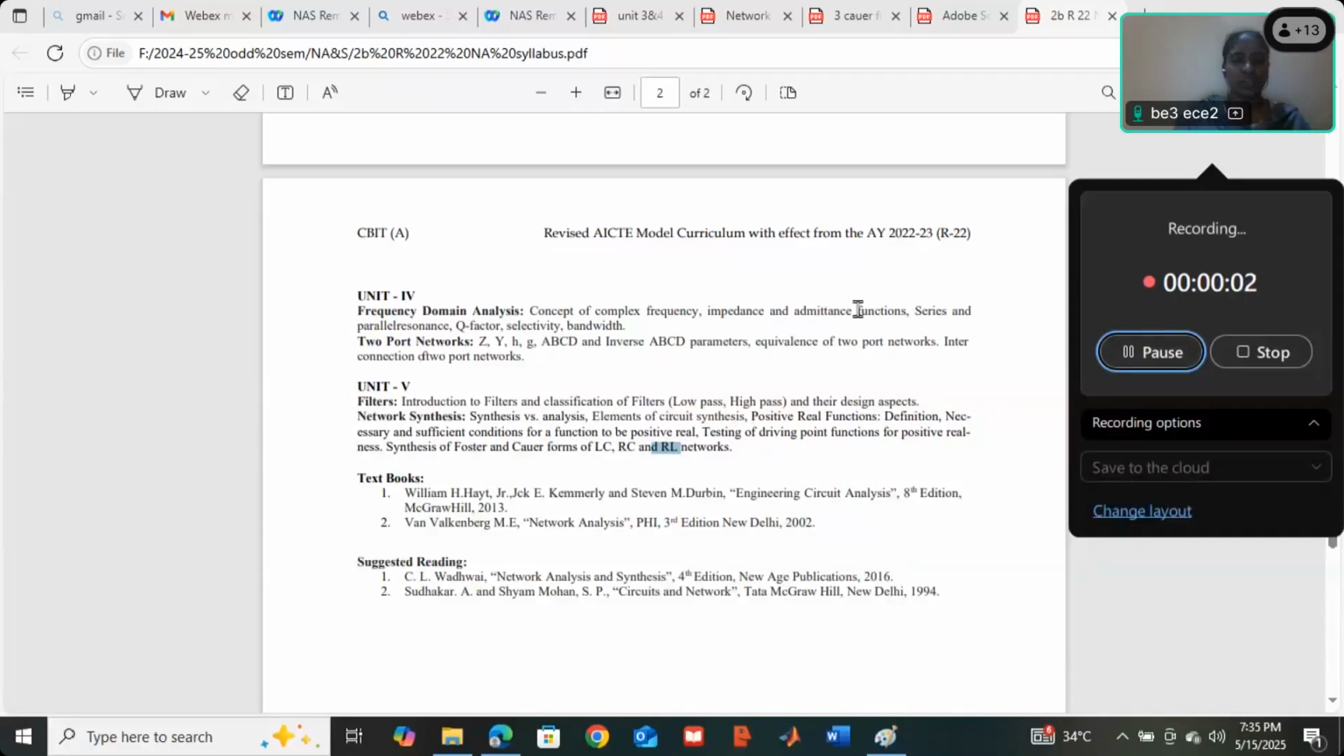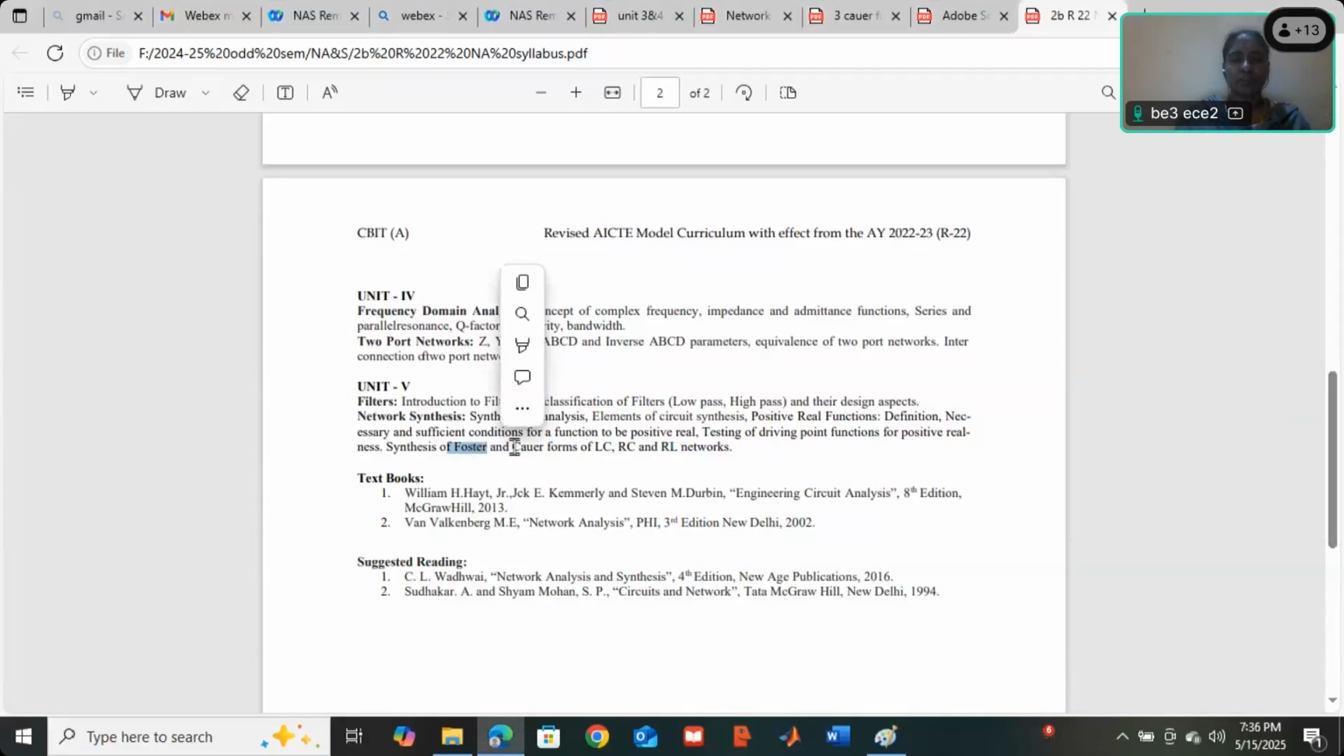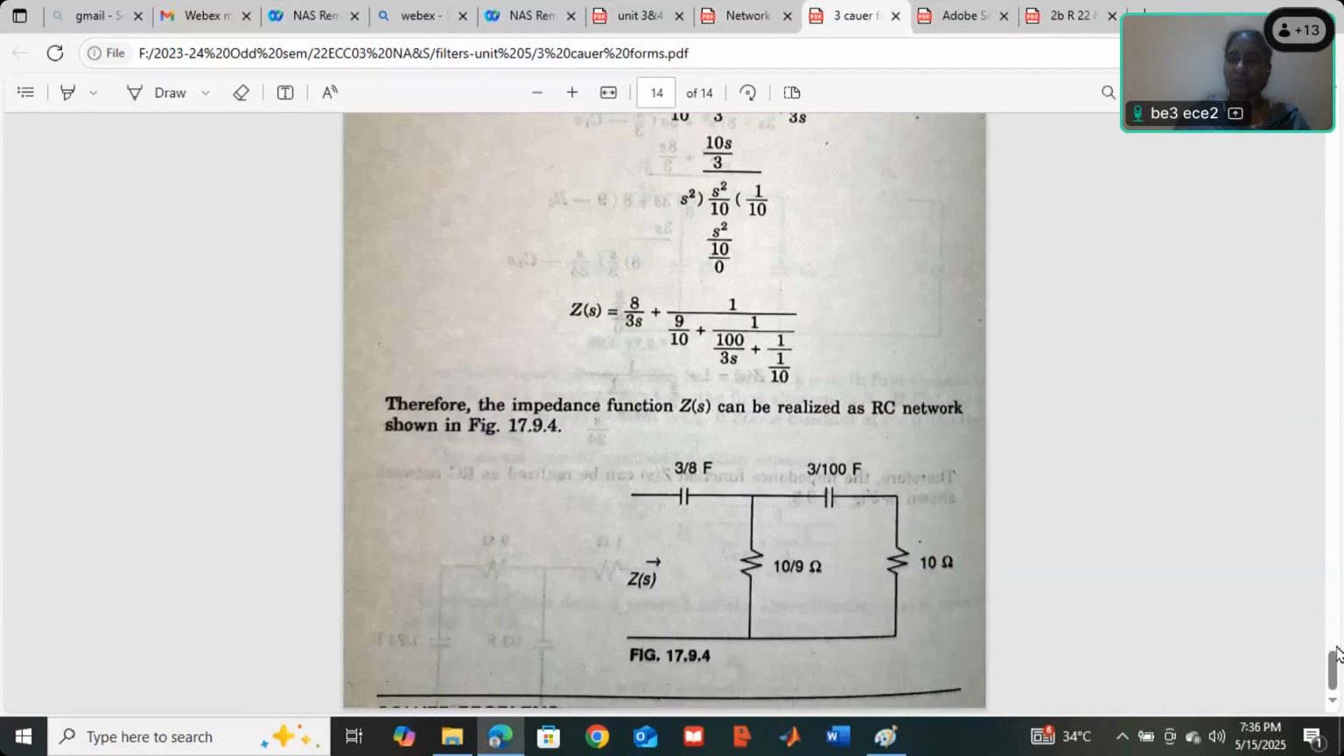Next, I will go with Cauer form. First form 1 and 2 completed. Now I am going with Cauer form 1 and 2. This is the second half of the fifth unit we are discussing. In Cauer form also, we have Cauer form 1 and Cauer form 2.